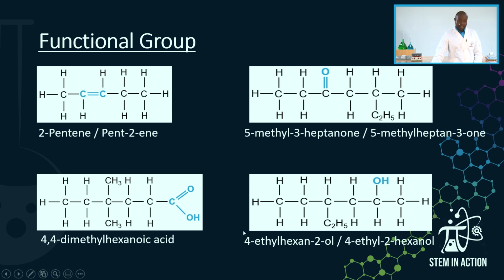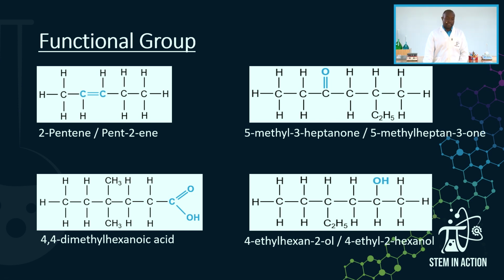So our name becomes 4-ethyl. So the 4-ethyl is identifying the position of the ethyl group, hexan-2-ol, where the 2 is identifying the position of the alcohol is on carbon number 2. And another way of writing this is by saying 4-ethyl 2-hexanol.